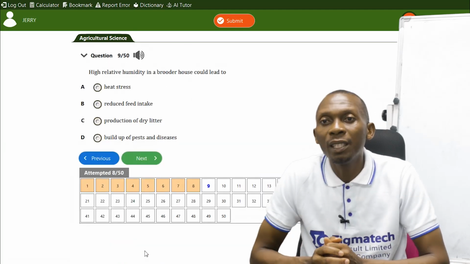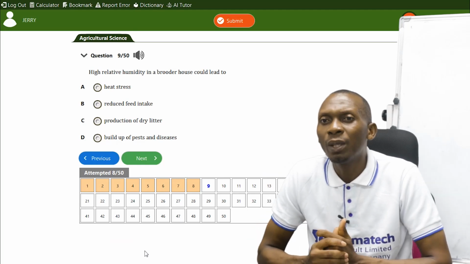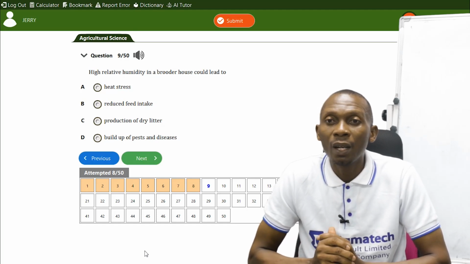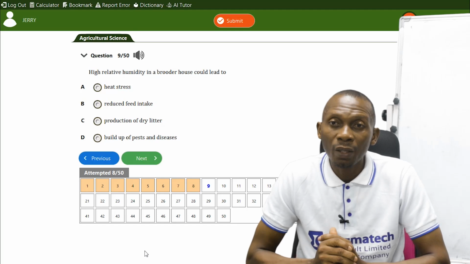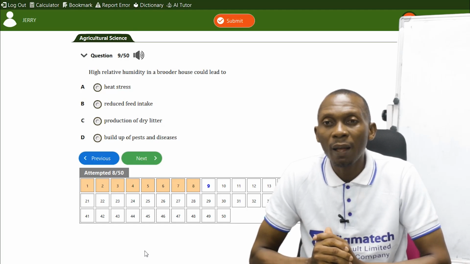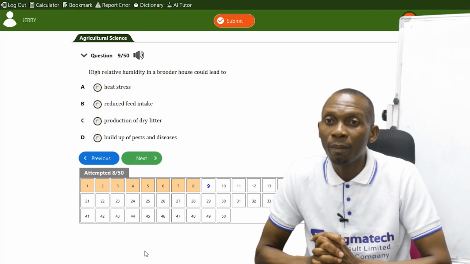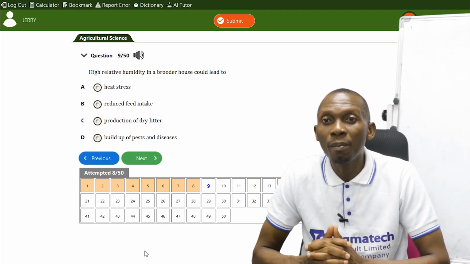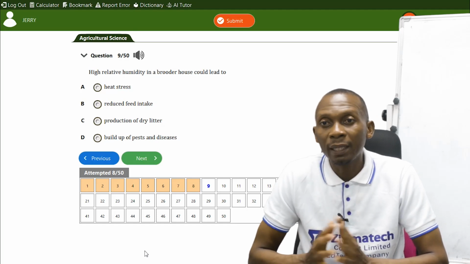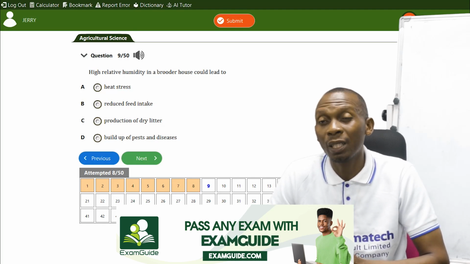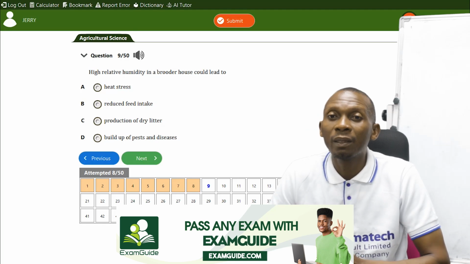Now, high relative humidity in a brooder house could lead to... now, what is a brooder house? That is a house where chicks are reared in order to provide proper care for them before they are taken to the main pen and completed up to maturity. So when you have high relative humidity in a brooder house, what are the possible challenges that one would experience?